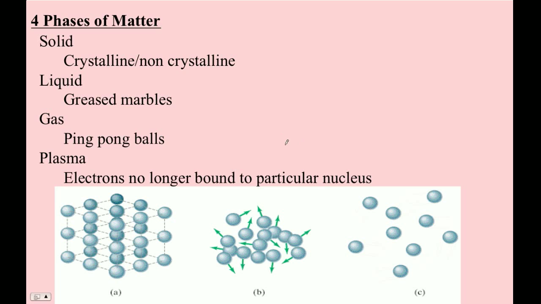Okay, so what I'm going to do here is talk a little bit about the phases of matter, right? There's solids. This is a picture of a crystalline solid, for example. Notice it's a very orderly arrangement of the atoms. These dotted lines represent some sort of chemical bond. If we break crystalline solids, they tend to break along these lines of atoms or molecules.